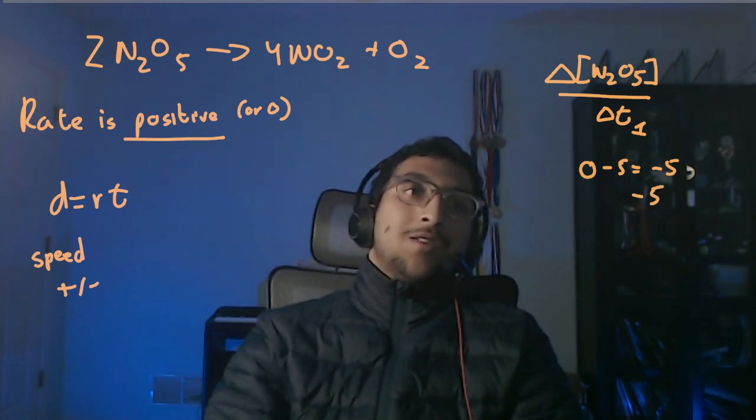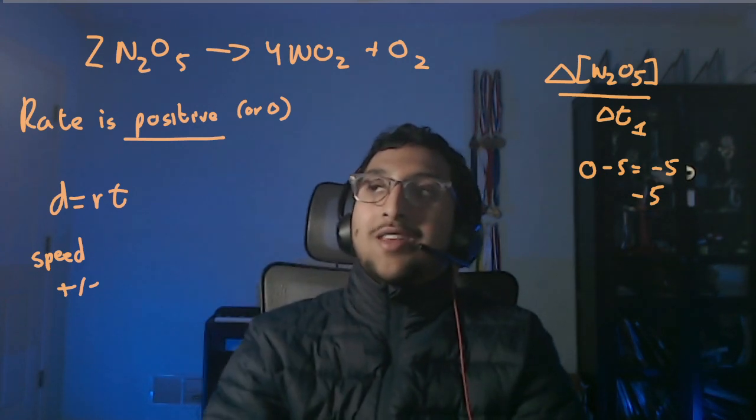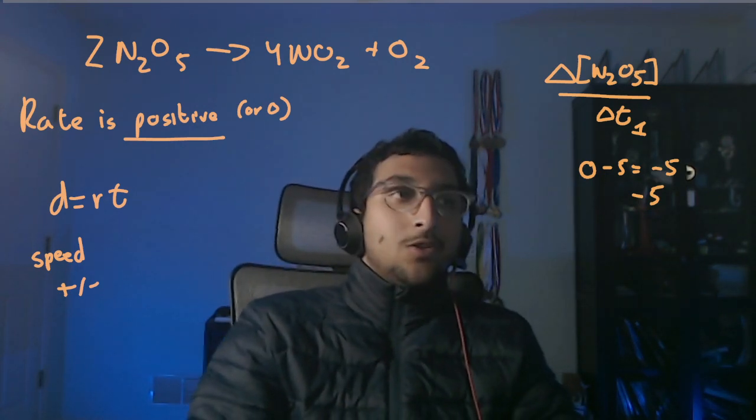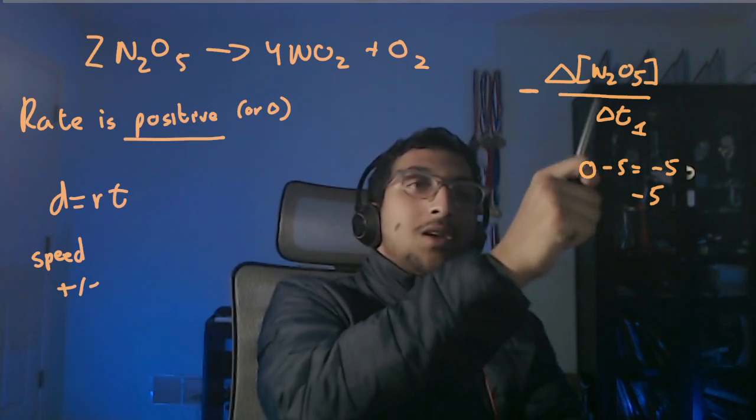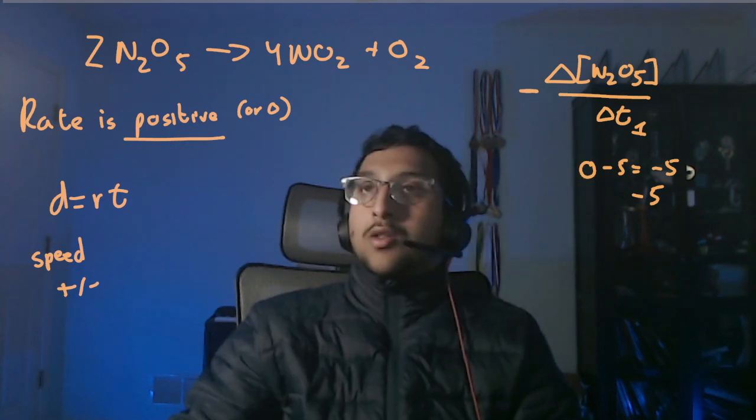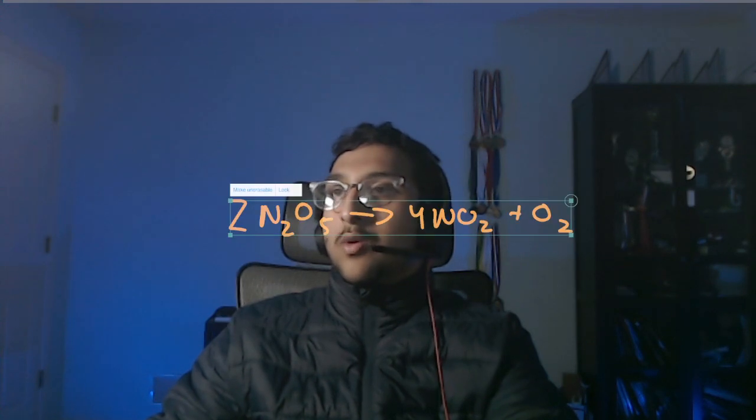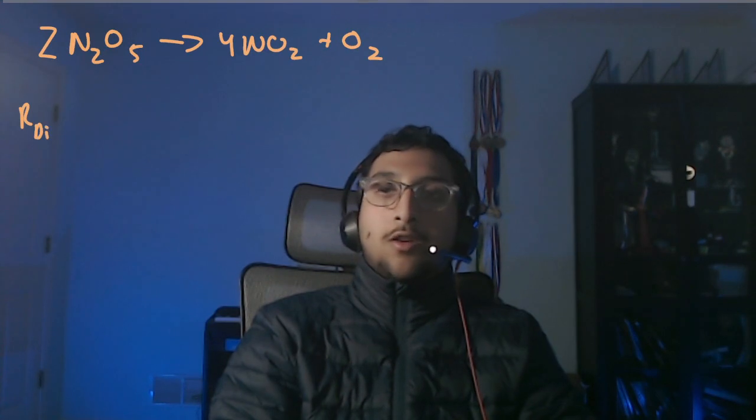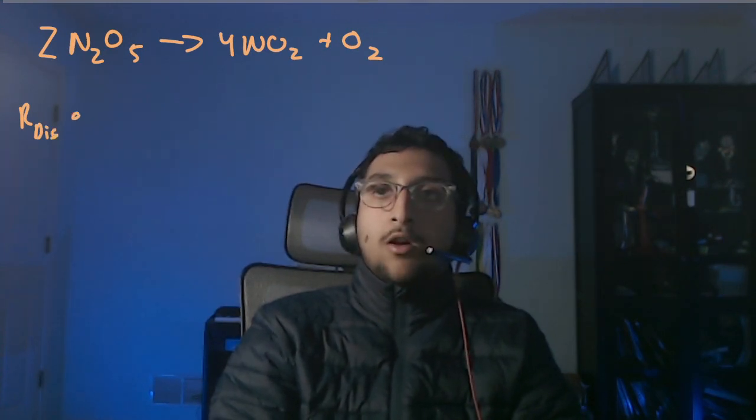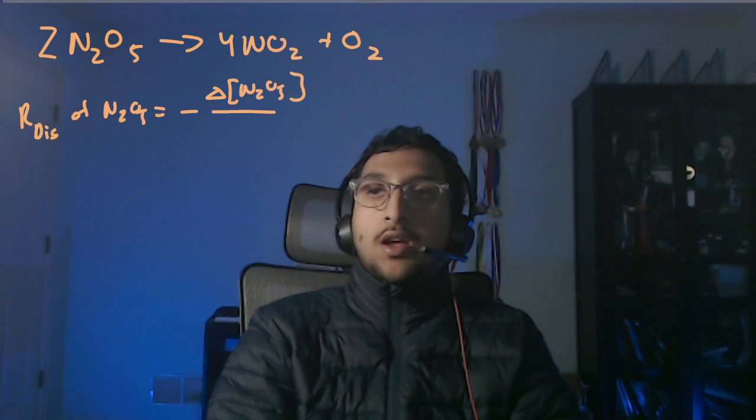But wait, you're saying the rate of disappearance is -5 moles per liter times time. That doesn't make sense, right? So what we actually do is add a negative sign. If you're finding the rate, add a negative sign to this fraction over here. So the rate of disappearance of N2O5 would be negative change in concentration over change in time.